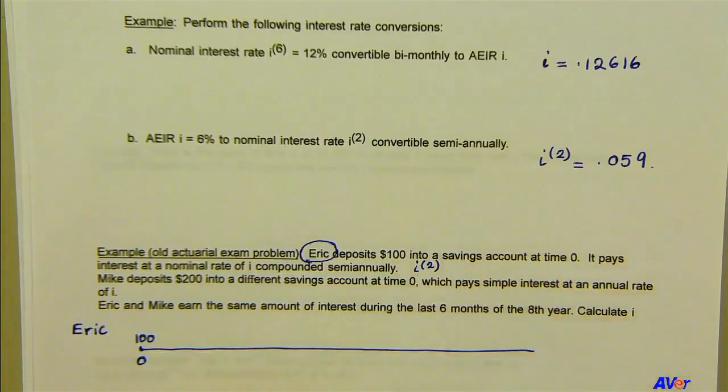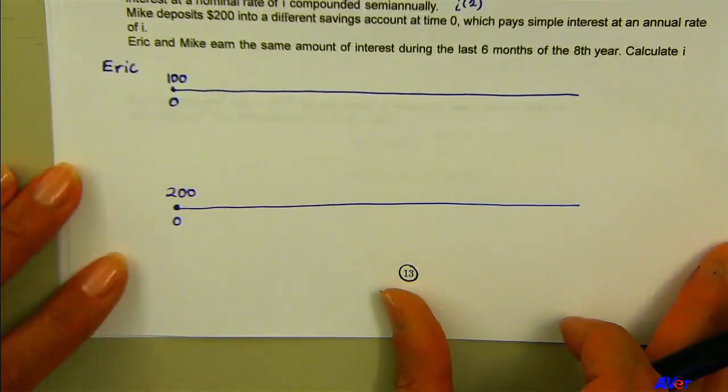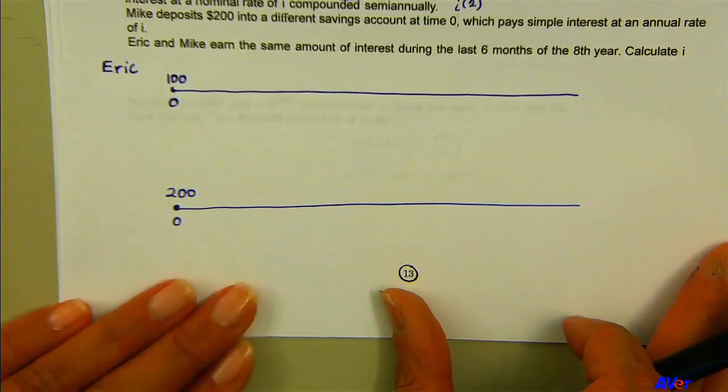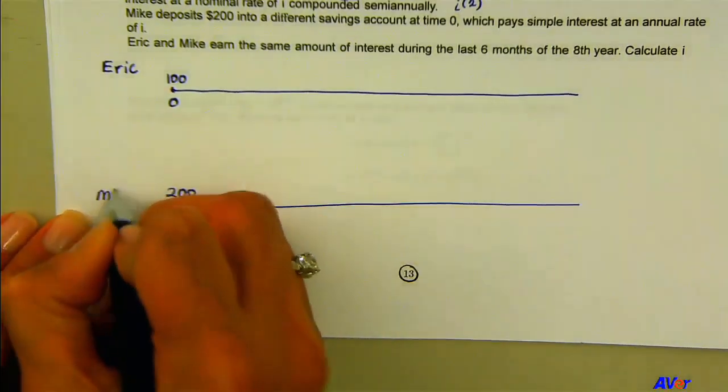Mike deposits $200 into a different savings account. Let's go here and talk about Mike. $200 into a different savings account at time 0, which pays simple interest at an annual rate of i. So Mike gets simple interest. Let's write that.